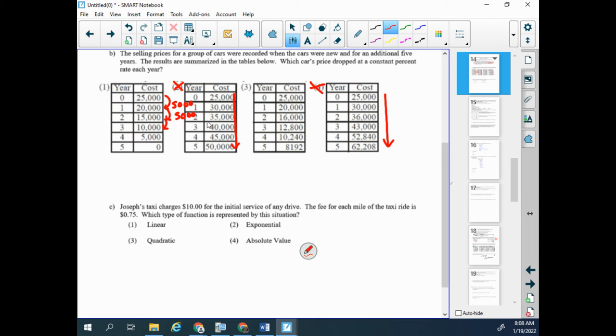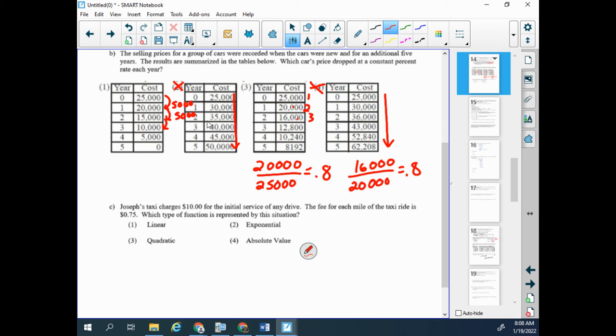To find a constant percent rate, we want to divide the second number by the first number and see if that pattern continues. So if I do 20,000 divided by 25,000, that's going to give me 0.8. And then if I take the next two and do the third divided by the second, we see the 0.8 again. So this one, from the 0.8, we can tell is decreasing by 20%. 1 minus 0.8 is 0.2, and 0.2 represents a 20% decrease.